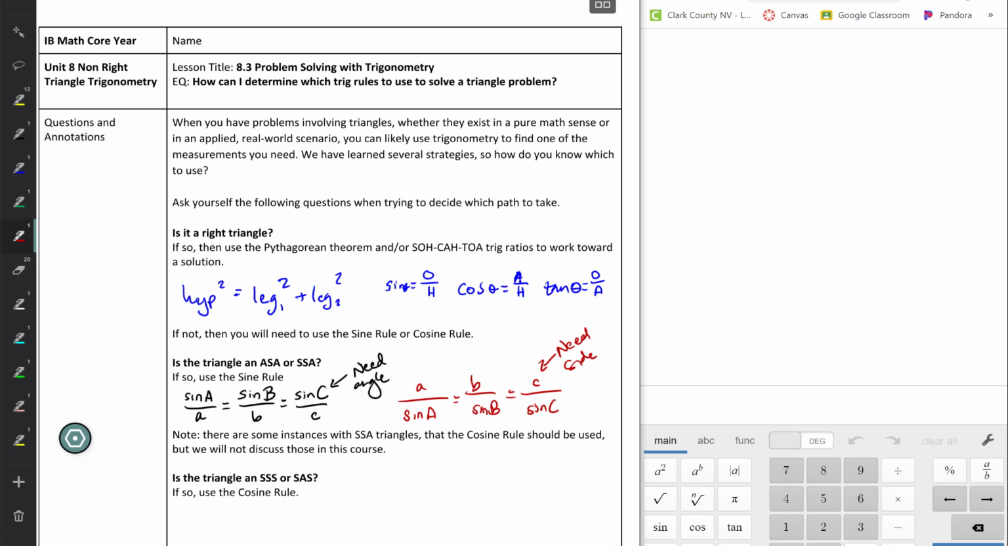Now, note that there are some instances with side-side-angle triangles that the cosine rule really should be used. This is called the ambiguous case. Unfortunately, we are not going to be discussing those in this course. You're only going to be dealing with cases where ASA or SSA triangles will indeed work for your situation.